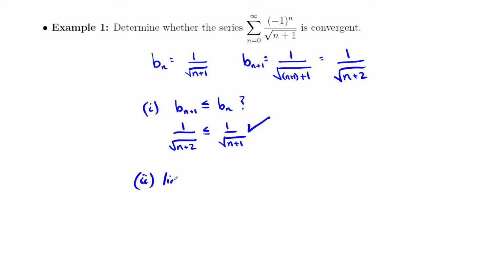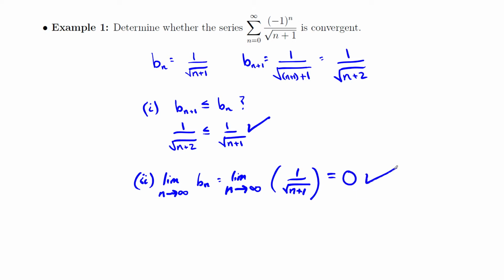And then is it true that the limit as n goes to infinity of b sub n equals 0? Well, that's the limit as n goes to infinity of 1 over the square root of n plus 1. And of course, if you let n go to infinity, you're going to get 1 over a really big number, so the limit is 0. So that condition checks out, and so with those two conditions, our series is convergent.